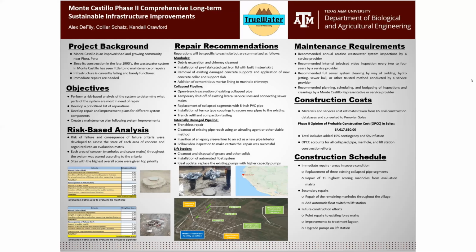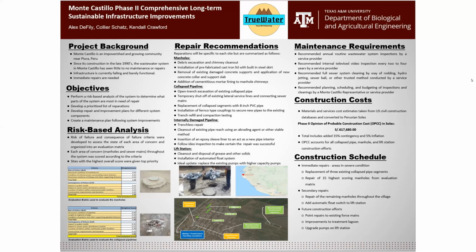So for the immediate repairs, the first thing is to replace the 3 sections of collapsed pipeline. These sections are not allowing water to flow through them or are really constricting the flow of the wastewater through those sections of the pipe. And so those need to be dug up and repaired as soon as possible, just to prevent any further clogging of the system.